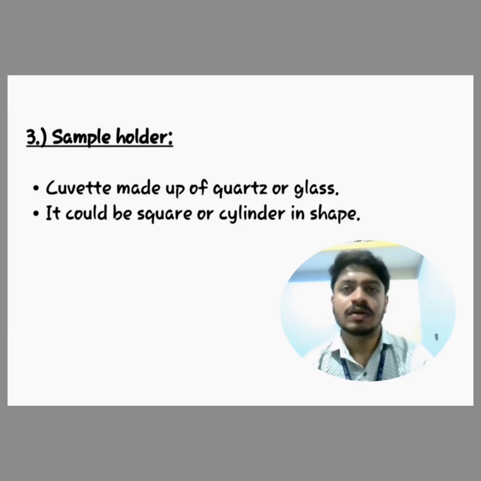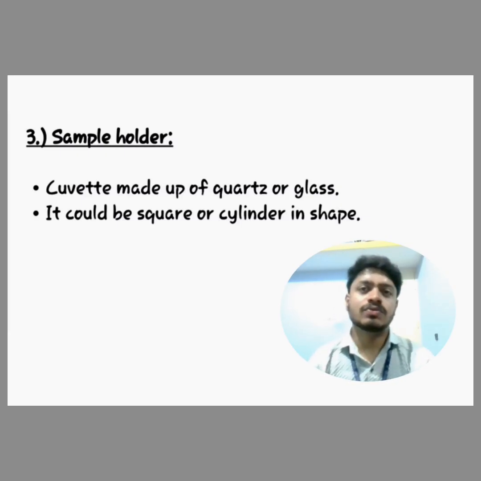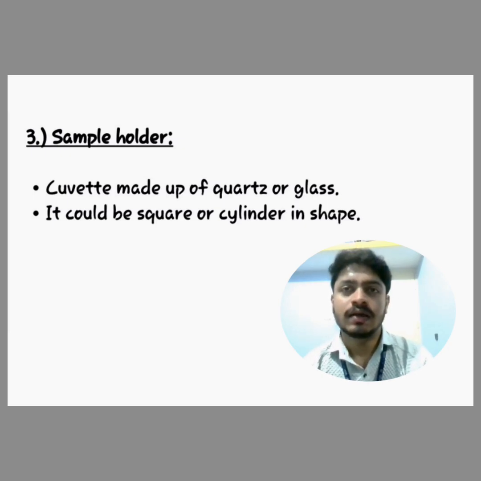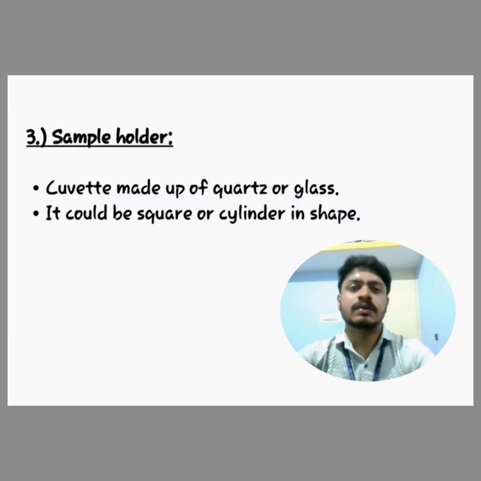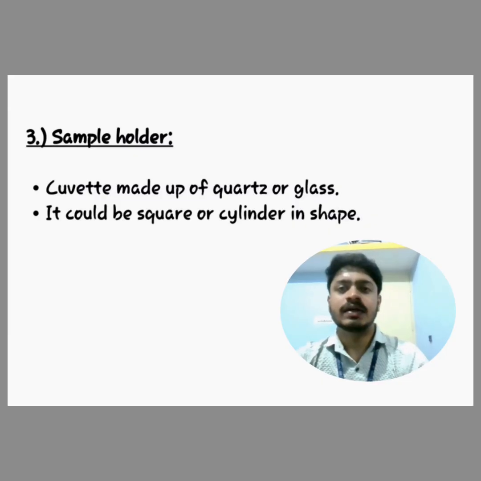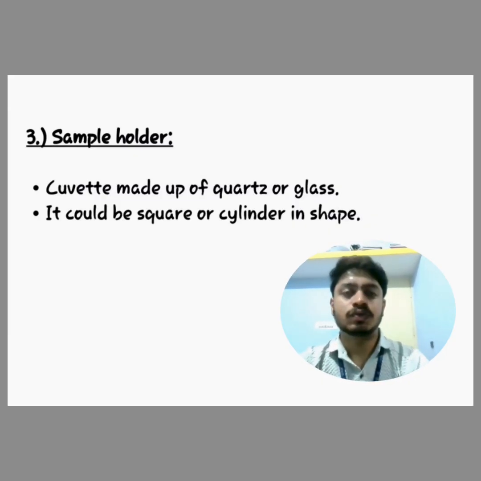The sample holders are generally used for UV range samples. We use quartz cuvettes there. Then above the UV region, we use glass cuvettes. Then we move on to the detectors. The detector converts the light energy into an electrical signal that is displayed on the readout device.